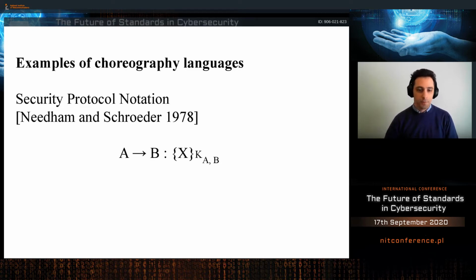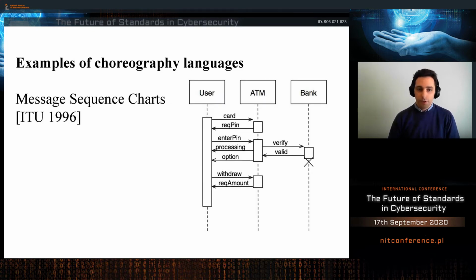Another example, there are graphical notations like the message sequence charts. Here is an example of this notation. You have three participants, a user, an ATM, and a bank. And on the vertical direction of the graph, you have the evolution over time of the protocol, and the arrows, as before, represent communication, the interaction between participants.